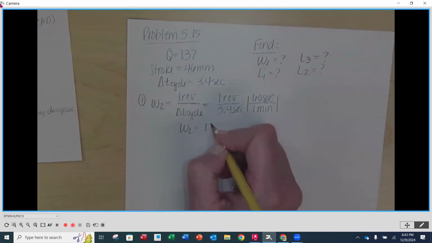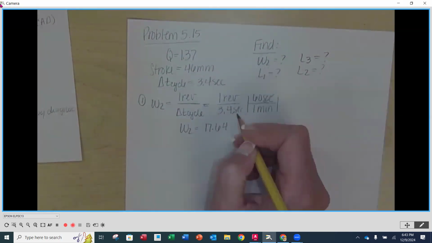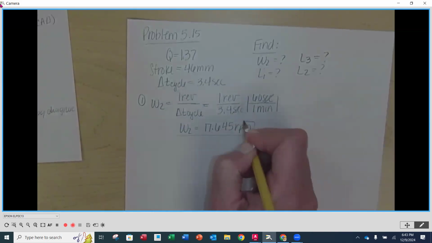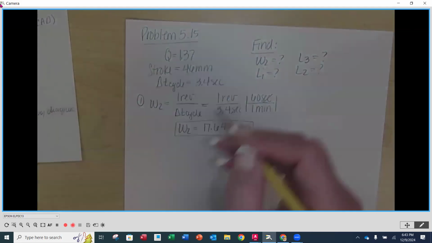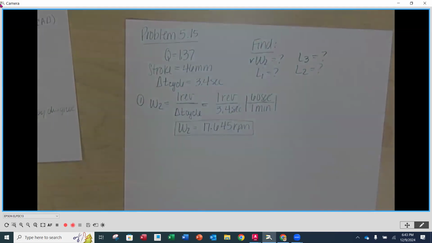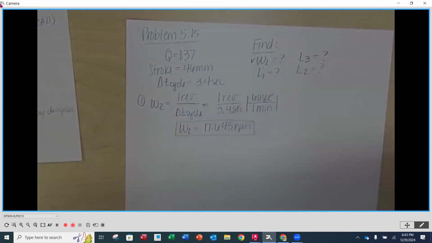Yep, 17.6 RPMs. There we go. So W2, done. Okay. Now, L1, we just go back to that illustration where we saw the construction, okay?